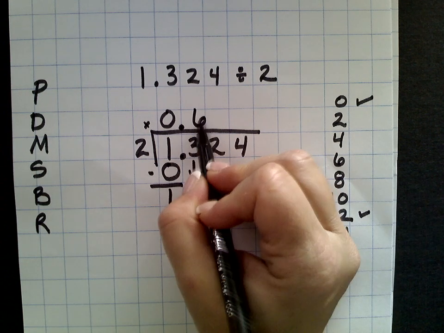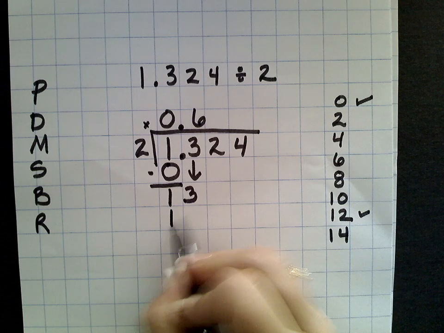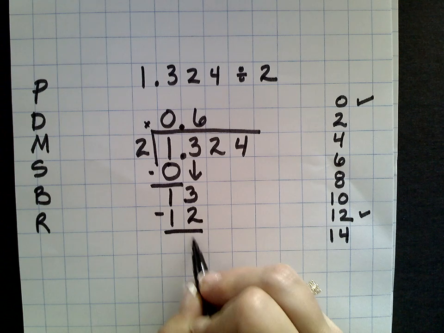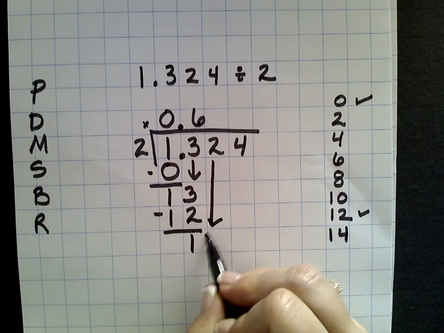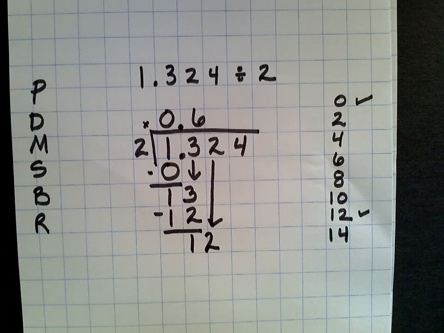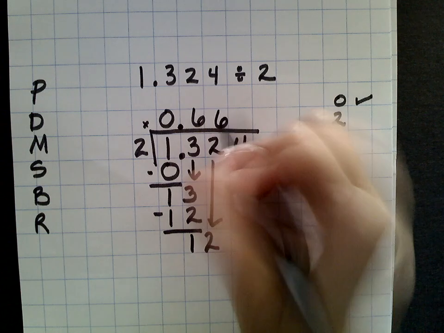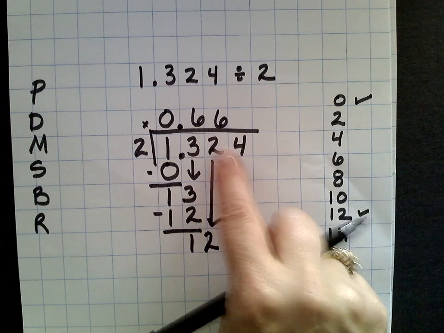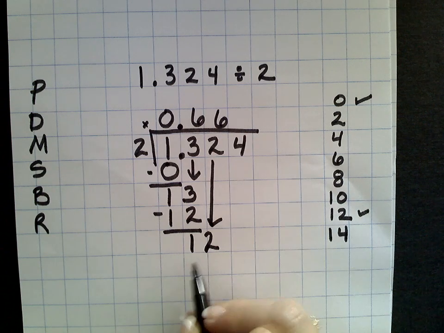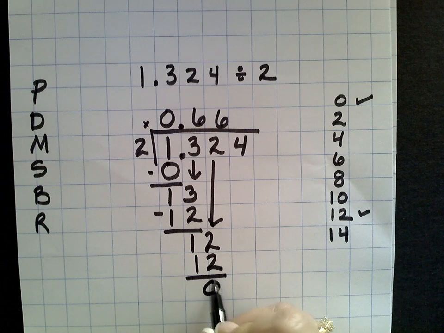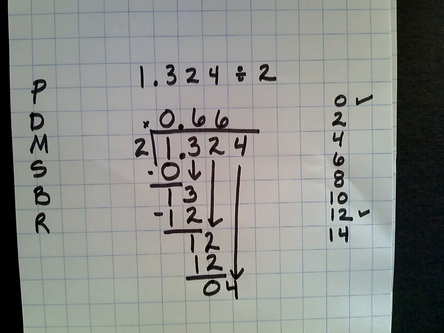6 goes up above the 3 because that's what we brought down. 6 times 2 is 12. Subtract again. Bring down. So 2 into 12, we just did that. It's another 6, but it goes up on top of the 2 because that's what we brought down. Every time you bring a number down, a number has to go up. 6 times 2 is 12. Subtract. So we have one last number to bring down.